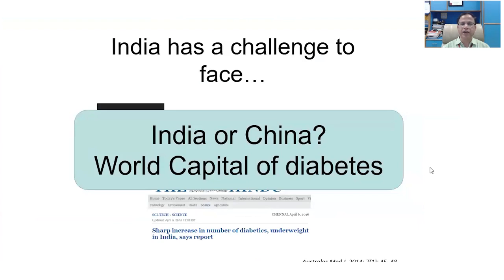These are a few articles published in the common newspaper. We must have seen all of these. So sometimes we become the diabetes capital of the world, or sometimes China becomes, but both of our countries share the maximum number of cases of diabetes. Just share a presentation of our population as well.